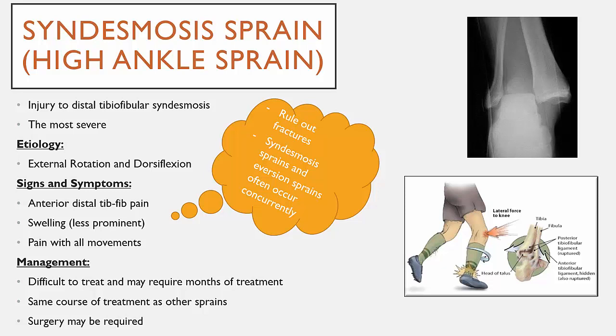When weight is placed on the lower extremity, the talus pushes up between the mortise, separating the tibia and the fibula. As the tibia and the fibula are separated and torn apart, the syndesmosis continues to tear. You can see an example of this condition in the X-ray picture on the right. Management should include examining the lower extremity for fracture. It is not uncommon to have an eversion sprain with damage to the deltoid ligament at the same time as a syndesmosis sprain.